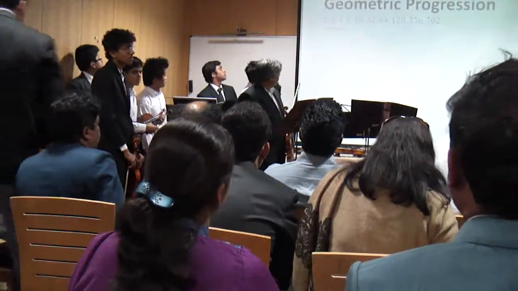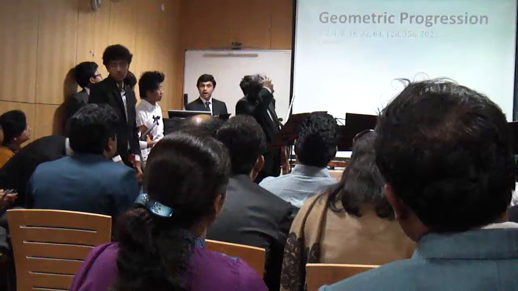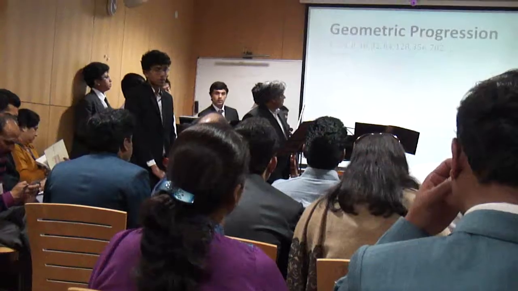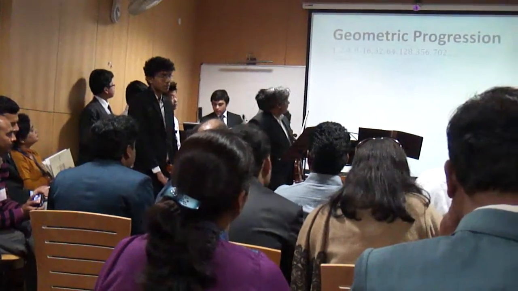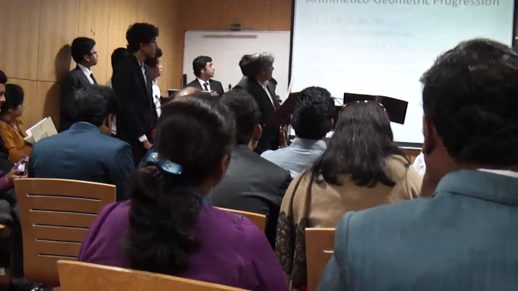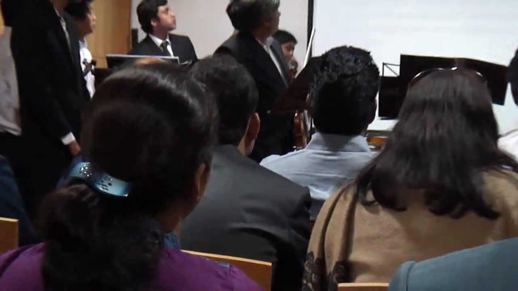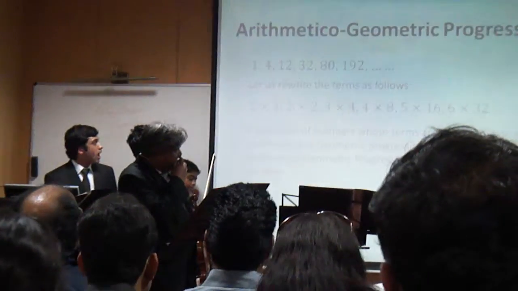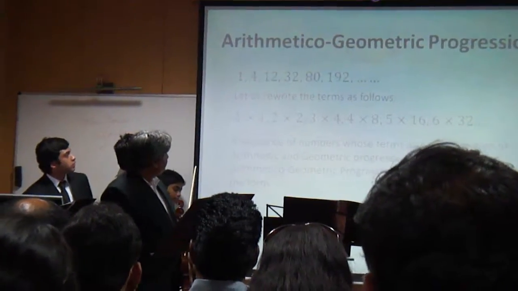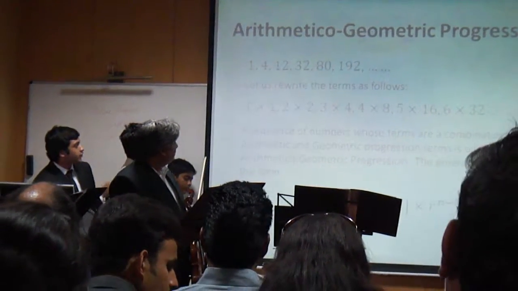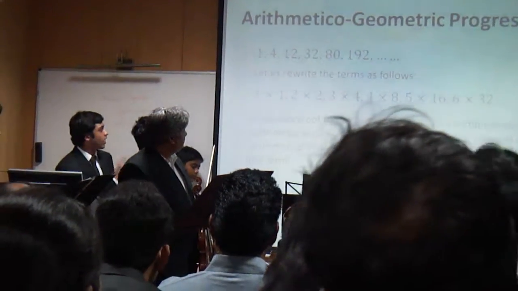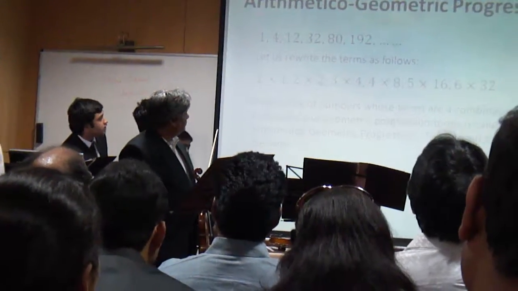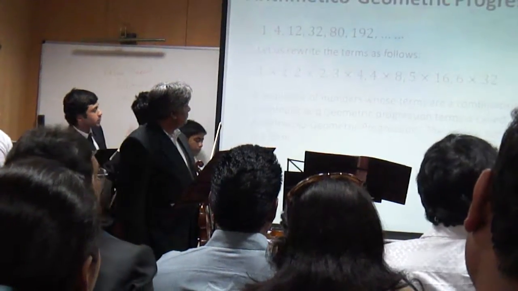Next, we have our geometric progression, in which the ratios of any two adjacent terms yield a constant value. Finally, we have an arithmetico-geometric progression, which is basically a combination of arithmetic and geometric progressions. So here 1, 4, 12, 32, 80 and 192, you can see that the 1 is increasing by a factor of 1 every single time, whereas the ratio that is constant here is 2, and you have powers of 2 multiplied next to it.